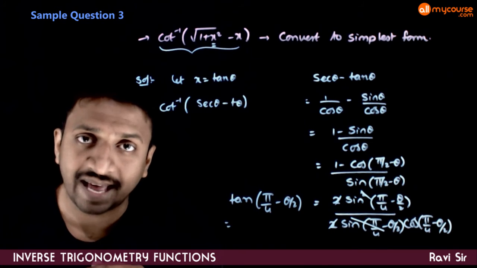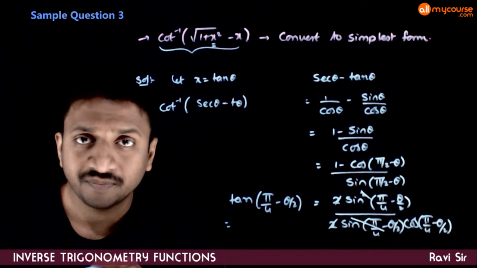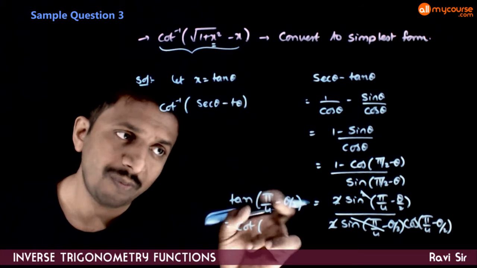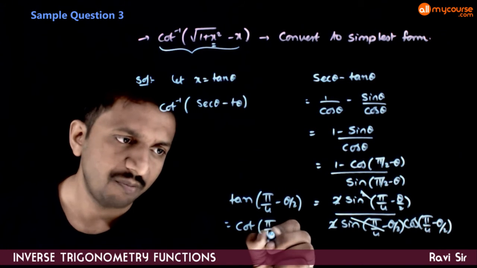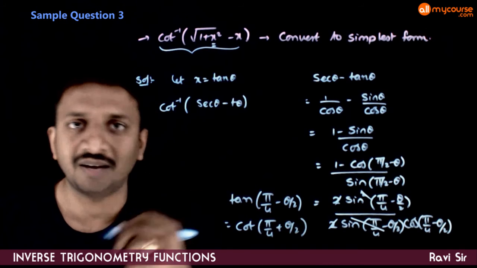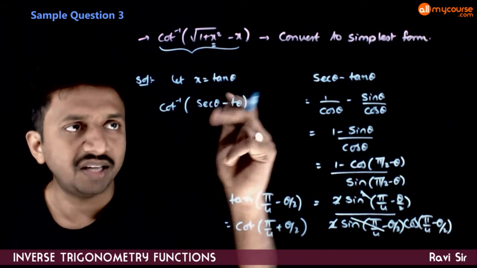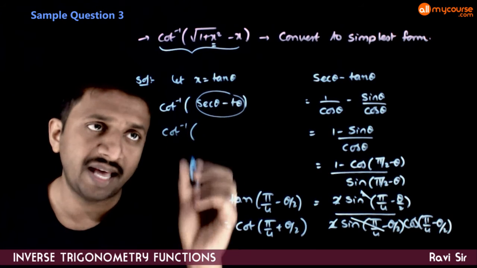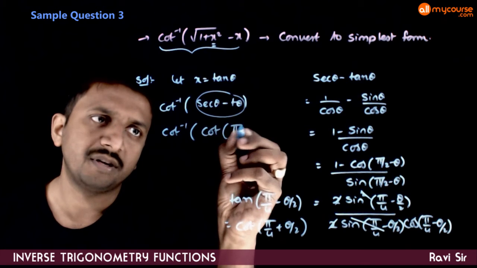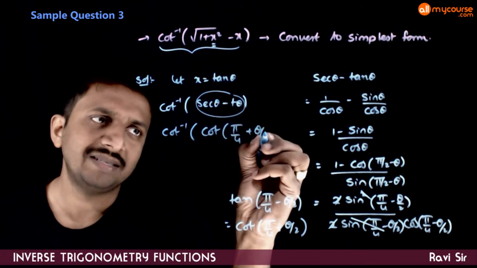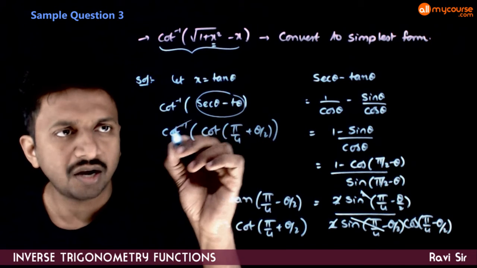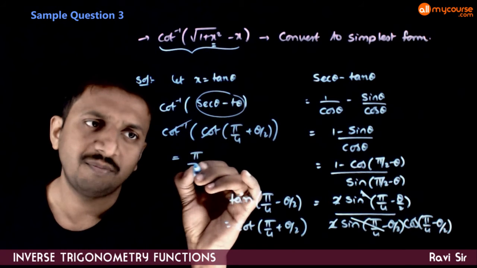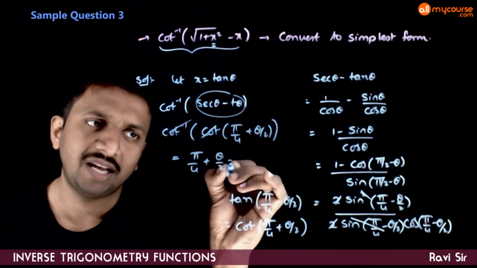And this can also be written as, since you have cot inverse outside, cot of pi by 2 minus this, which becomes pi by 4 plus theta by 2. So effectively, secant theta minus tan theta can be written as cot of pi by 4 plus theta by 2. Now this cot inverse and this cot get cancelled. So the answer is pi by 4 plus theta by 2.